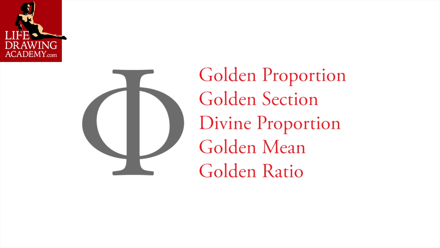The golden proportion is mathematically determined by nature and used by fine artists, sculptors, and architects as a guideline for beauty and harmony. It's time to examine the golden proportion to understand how it works.